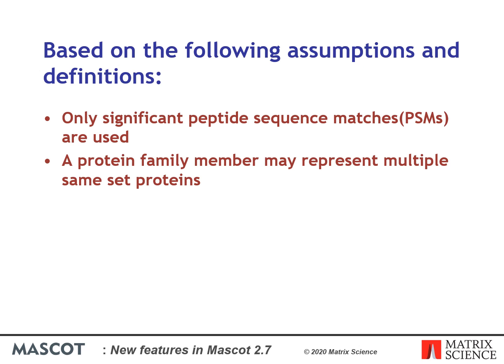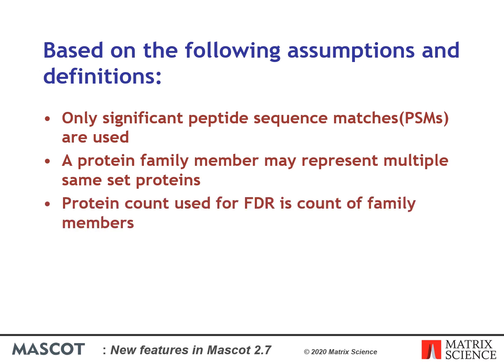Only members of all the protein families in the report, those that contain a unique peptide, are counted. Protein count used for FDR is a count of family members. That is, if the report contains 2 families, one with 4 members and the other with a single member, this counts as a total of 5 proteins. Same-set, subset, and intersection proteins are not counted.